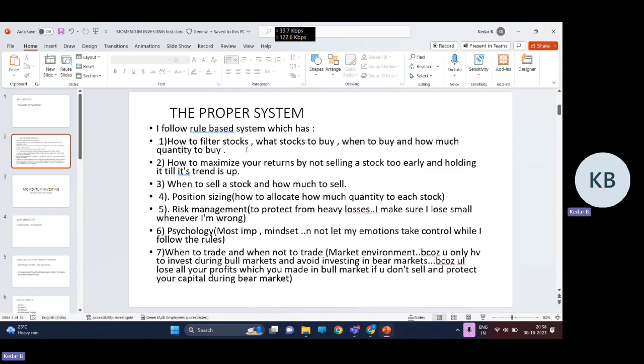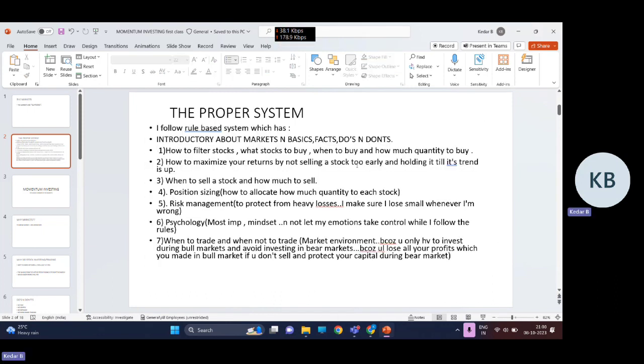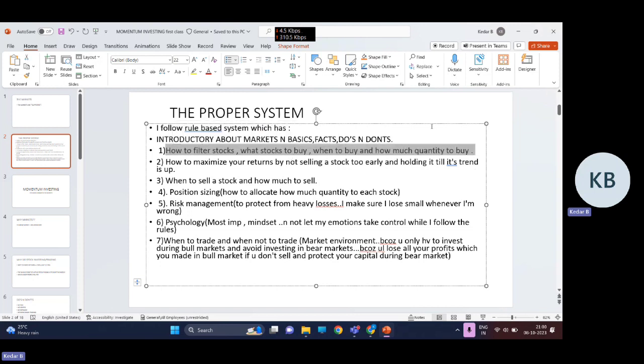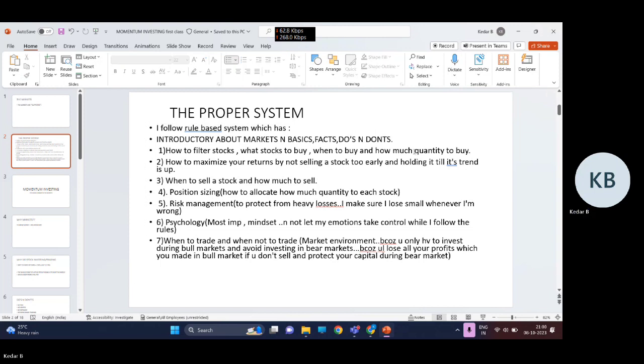How to filter the stocks? The upcoming ones will be how to filter stocks, what stocks to buy, when to buy, and how much quantity to buy. These are all very important. You must know why you are buying that stock, and when you should be buying it. It's not like you randomly go and buy it at any time. You must know when to buy in order to maximize the profits and the quantity.